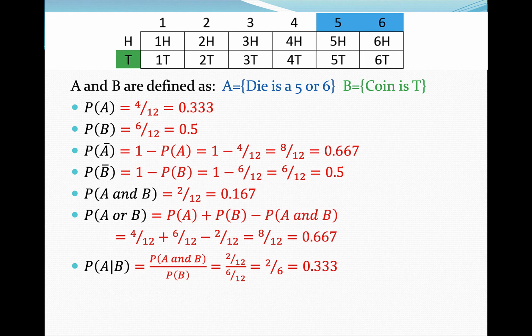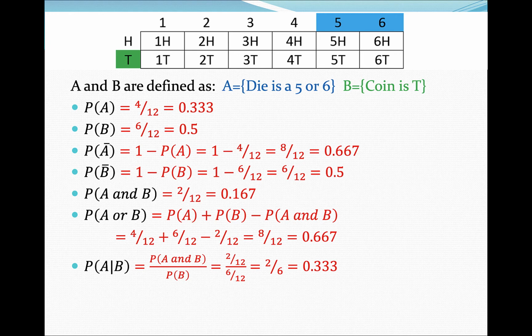Because if we read the probability of A given B, that means we are given that the coin is tails. So we know the coin is tails, so we don't even have to worry about that. That means we're only looking at the bottom row of the table. We're only looking at those 6 outcomes where the coin is tails. Now, I would probably just use the table to do this, and I would say, well, I'm just looking at that bottom row, so my denominator is 6.